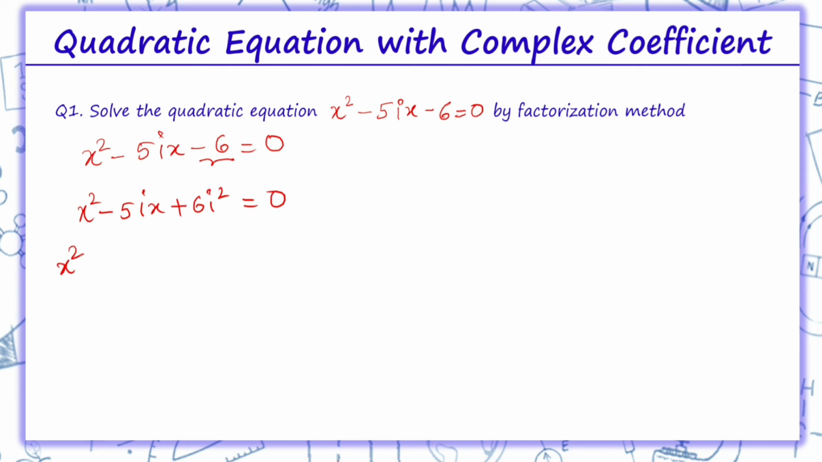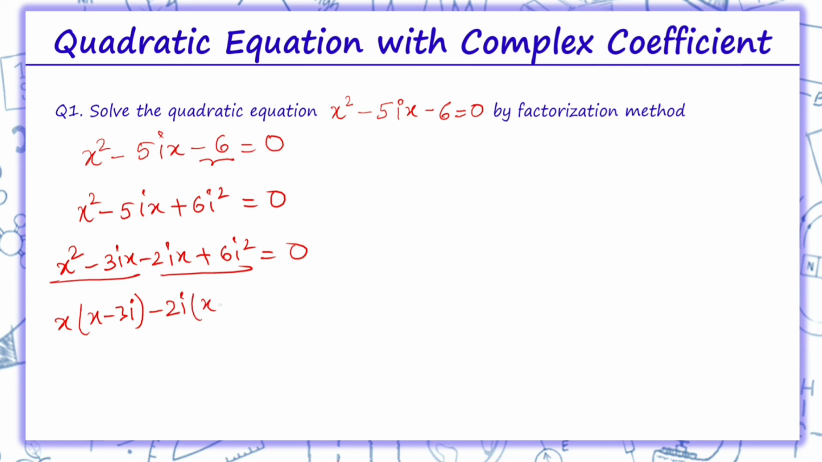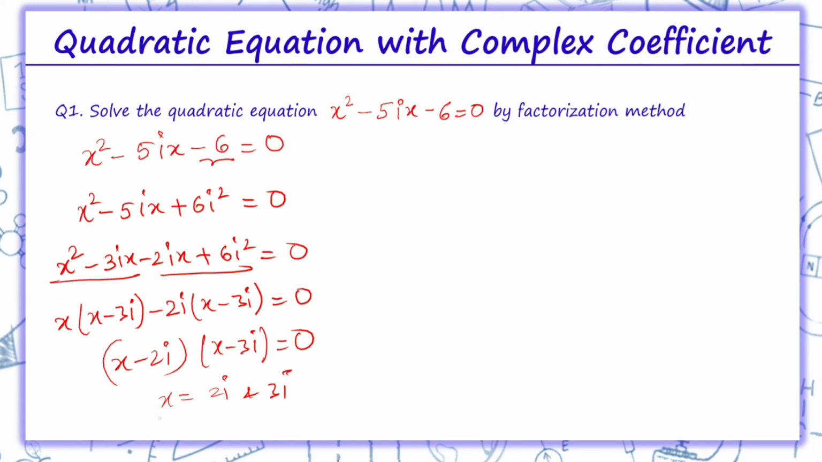Now we will substitute it. So we have x square minus 3ix minus 2ix plus 6i square. So we will take common x: x minus 3i, and minus 2i common, so x minus 3i. So this is the method we have to solve quadratic equations with complex coefficients, and this is the factorization method. So the two roots are 2i and 3i.